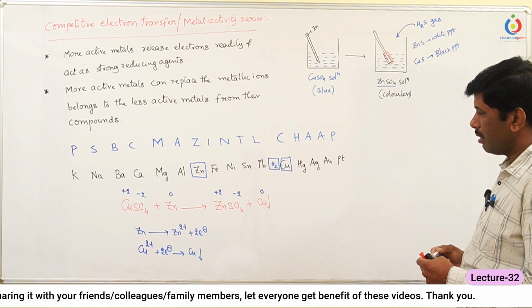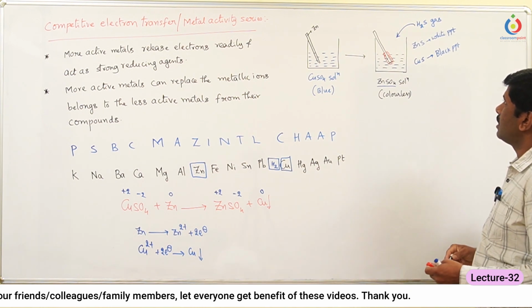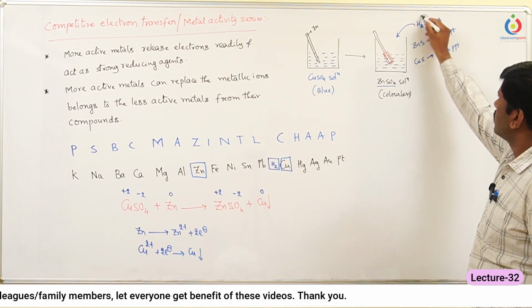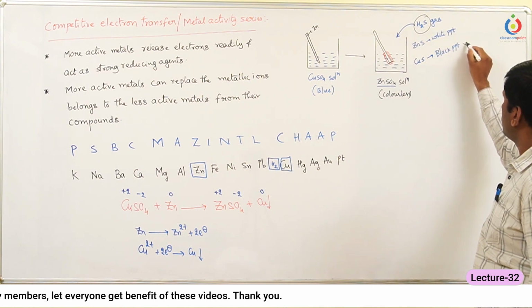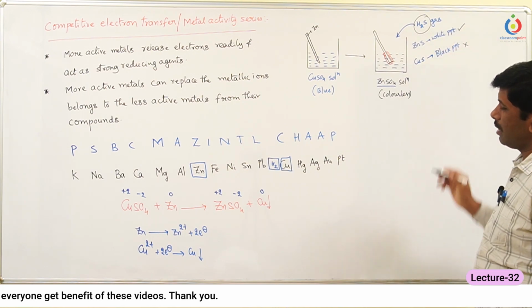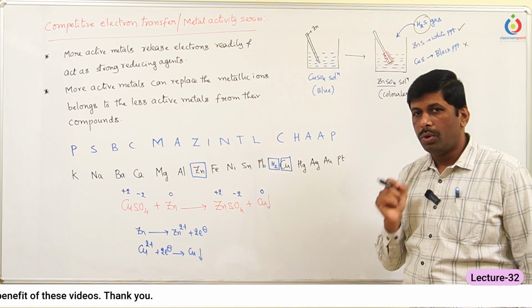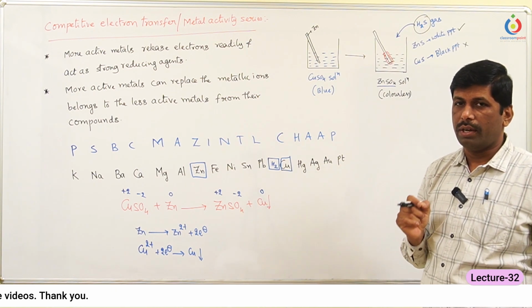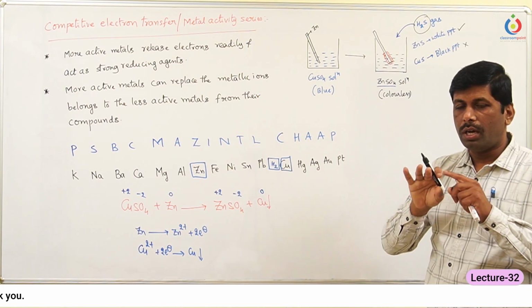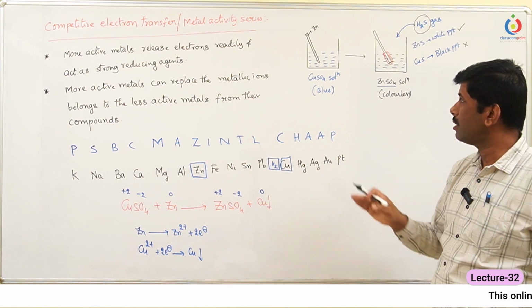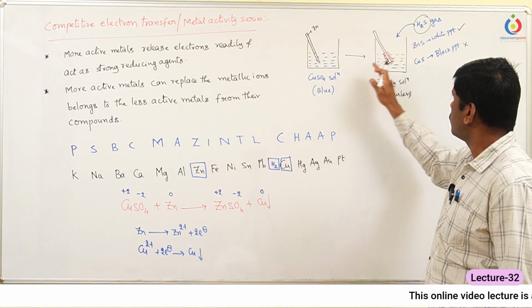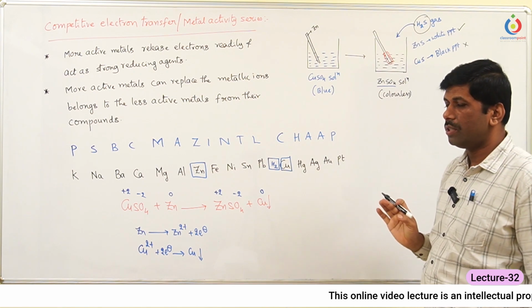But in this reaction, when final solution is tested with the hydrogen sulfide, black precipitate is not formed, but white precipitate is formed. That means no amount of copper ions, cupric ions are present. All cupric ions are completely replaced by the zinc. That's why only zinc sulfide white precipitate is going to obtain.